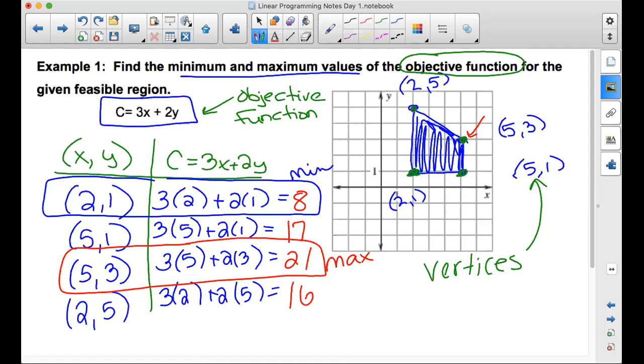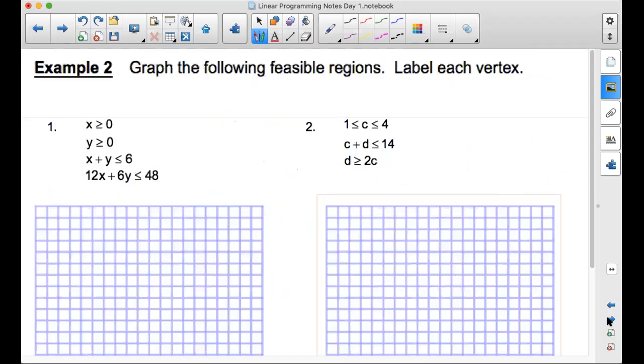So we are going to continue now. We're going to see if we can actually graph something like this. So the graph here, we didn't actually graph any inequalities. So let's see if we can now graph some.